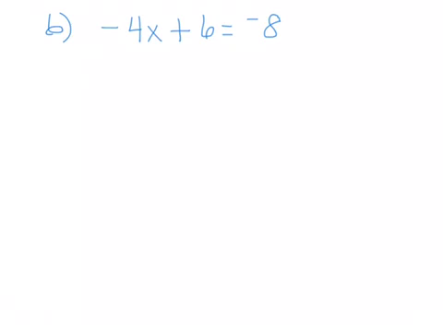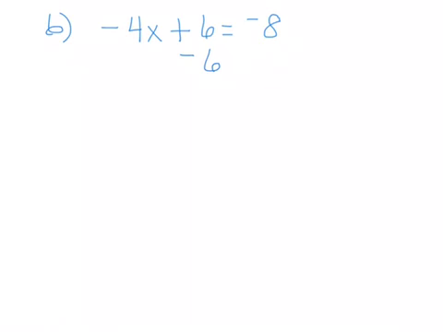Let's try another one similar to the last one. We need to get the term containing x on a side by itself, but that negative 4x has 6 added to it. So how do you undo addition? The opposite of add is subtract, so we'll subtract 6 from both sides. Now I'm subtracting it from the left side of the equation and from the right.